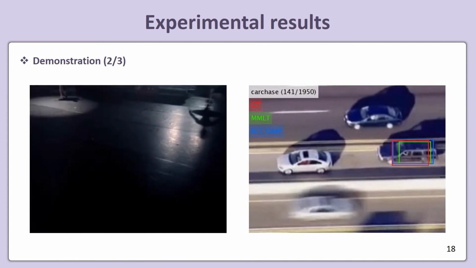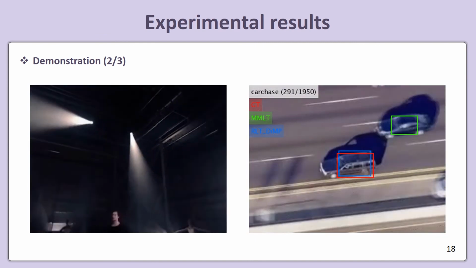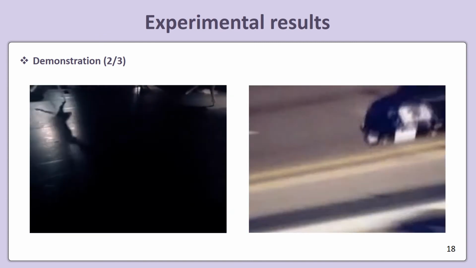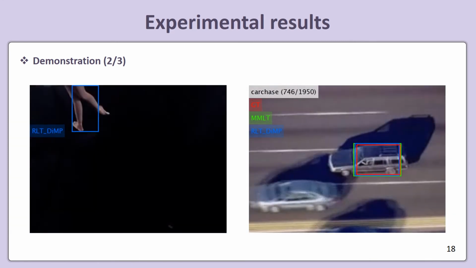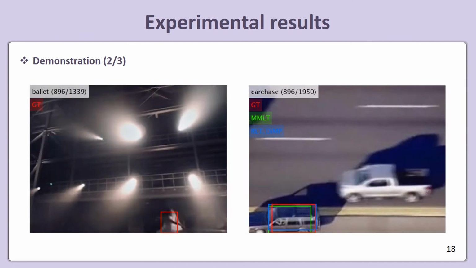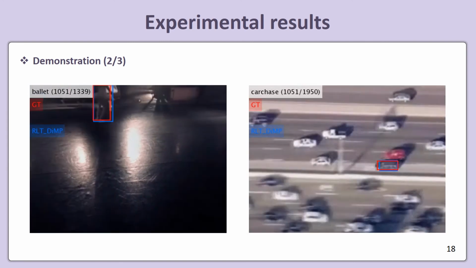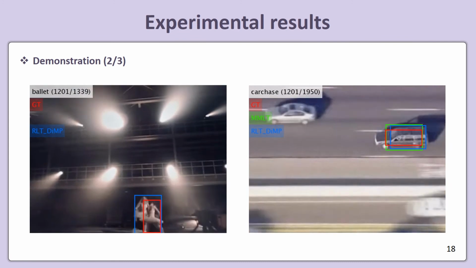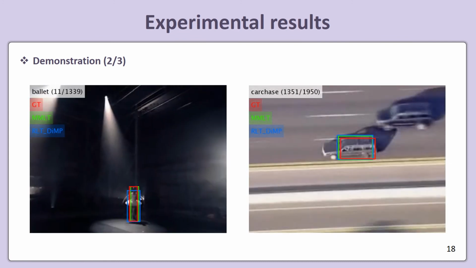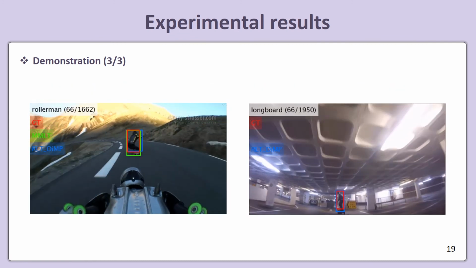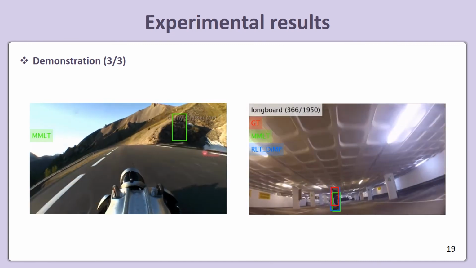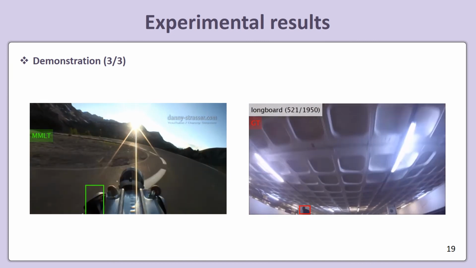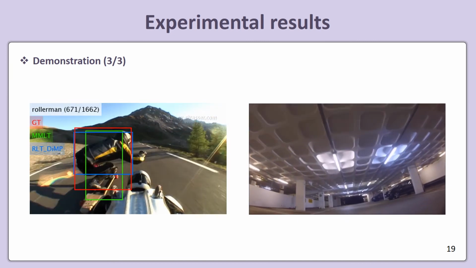And let's see another example. While the MMLT method often drifts to other objects, the proposed new tracker follows the target well with robustness. This is the last example. Clearly, the new RLT-DiMP tracker has high reliability on the target.